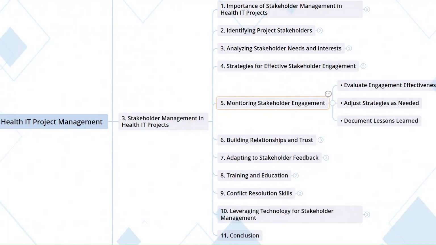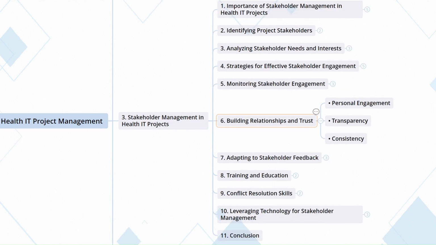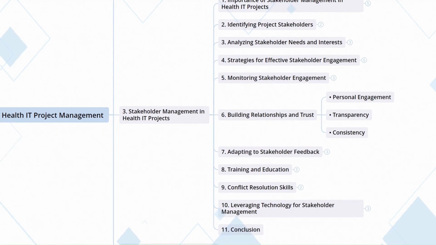Here are additional key elements for effective stakeholder management in health IT projects. These include building relationship and trust. The foundation of effective stakeholder management lies in developing strong relationships based on trust and mutual respect. These include personal engagement, transparency, and consistency.